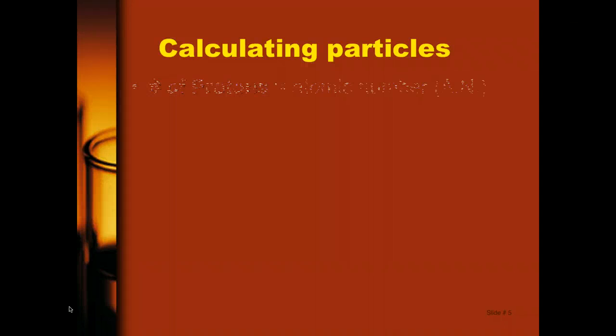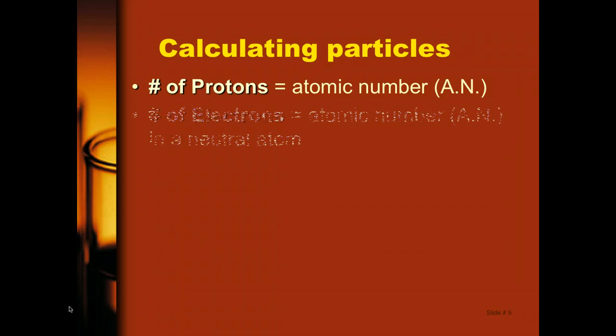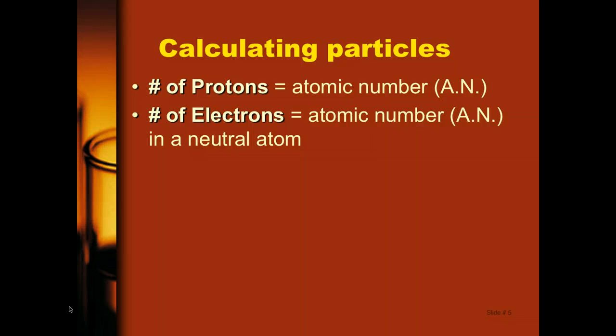Calculating particles. All right, so number of protons is the atomic number, abbreviated AN. Number of electrons will be the same as the atomic number in a neutral atom, and soon we're going to get to non-neutral atoms coming up in future units, so just keep that in mind.